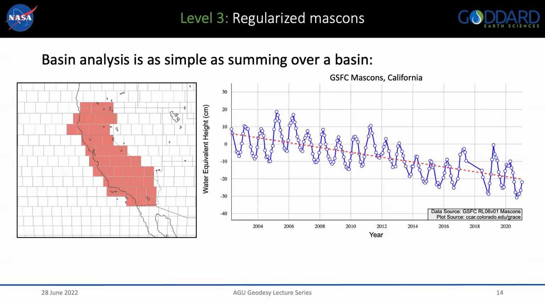Really, I'll just leave this cartoon as a simple example of the biggest advantage of these MASCONs. And it's in that they are so simple to use. If you want to look at, for instance, California, like in this particular cartoon, literally all you need to do is sum up all of the individual MASCONs, put them into whatever units you want to use, and then make your plot. That's so much easier than having to do any type of analysis on a spherical harmonic product like we might have had to in the past.